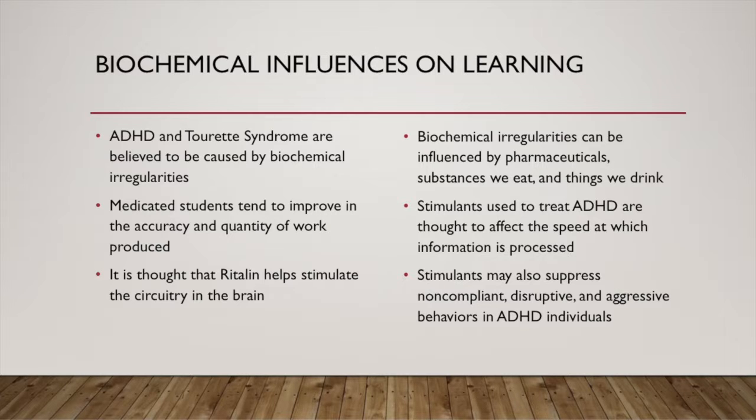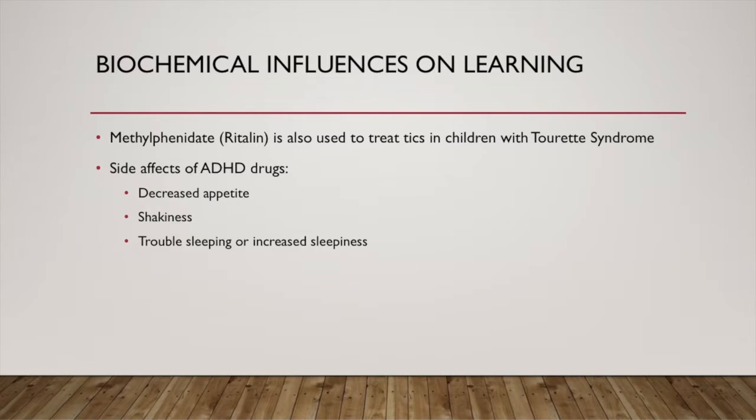Stimulants used to treat ADHD are thought to affect the speed at which information is processed. Those stimulants can also suppress non-compliant, disruptive, and aggressive behaviors in ADHD individuals. There's a word there that I'm probably not going to pronounce right, so I'm just going to call it Ritalin, which is also used to treat tics in children with Tourette syndrome. And the side effects of ADHD drugs can lead to decreased appetite, shakiness, and trouble with sleeping or increased sleepiness.